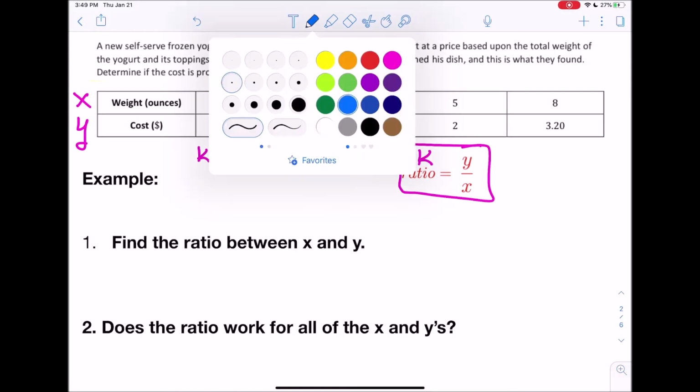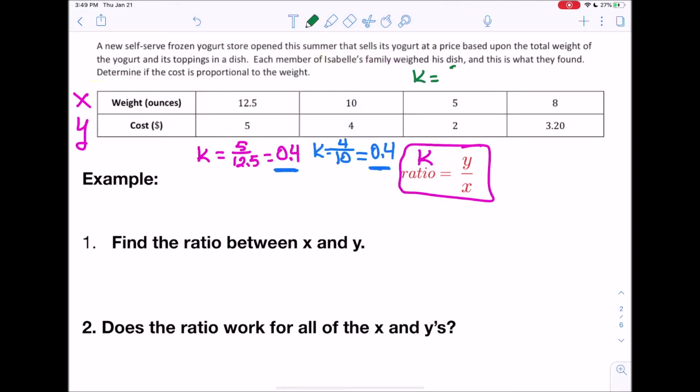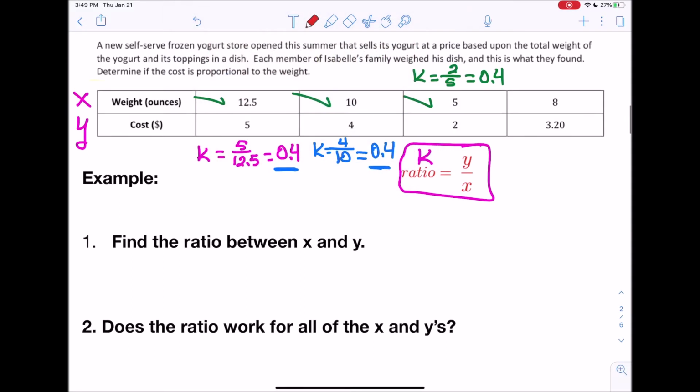This one's going to be, let me grab a new color, k equals 2 divided by 5. So 2 divided by 5 is 0.4. Once again, it works. So far these work. And then we have, last but not least, 8 and $3.20. So our unit rate should equal $3.20 divided by 8. So 320 divided by 8 is 0.4. It works.